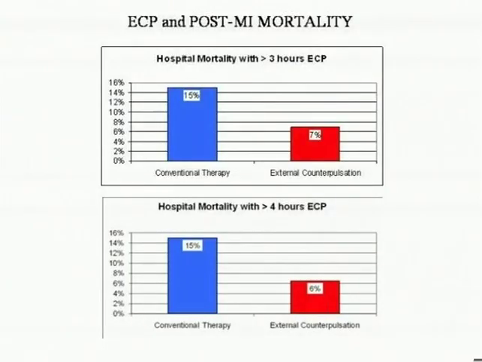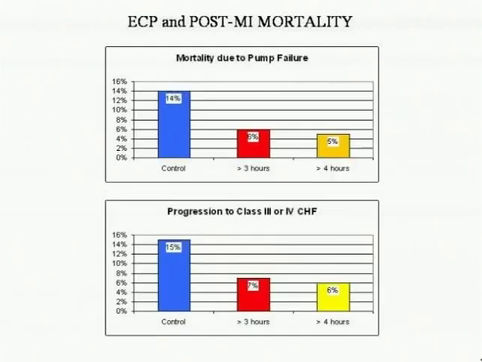Now, hospital mortality in the conventional therapy group at that time was 15%. Those that got at least 3 hours of counterpulsation, it was 7%. Those that got at least 4 hours, it was 6%. Mortality due to pump failure, 14% with standard therapy, 6% and 5% in the external counterpulsation groups. Progression to class 3 or 4 heart failure, advanced heart failure, 15% of controls, 7% in those that got at least 3 hours, 6% of those that got at least 4 hours of external counterpulsation.